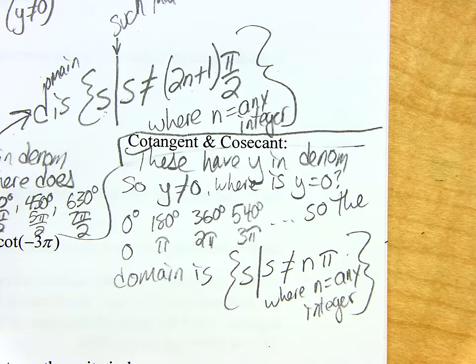Example 1. Find the exact values of sine of negative 3 pi. Remember that sine is really just equal to y. All right, negative 3 pi. What's it the same as?